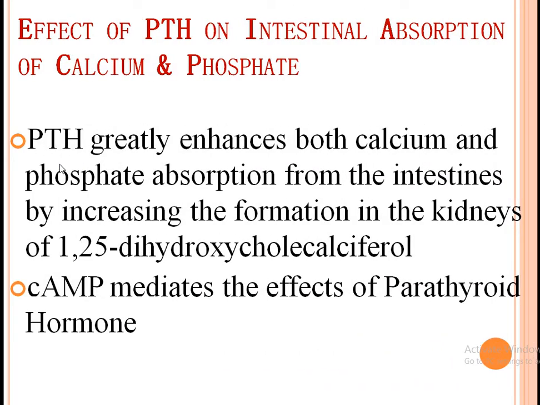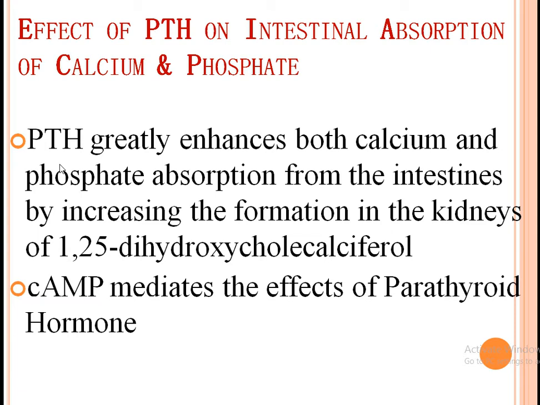Through the intestine, how is it going to act? Parathyroid hormone greatly enhances both calcium and phosphate absorption from the intestine, but this action is through the kidney. That is, it increases the formation of 1,25-dihydroxycholecalciferol in the kidney. Now this acts and enhances the absorption of calcium and phosphate through the intestine. So it is very much helpful.